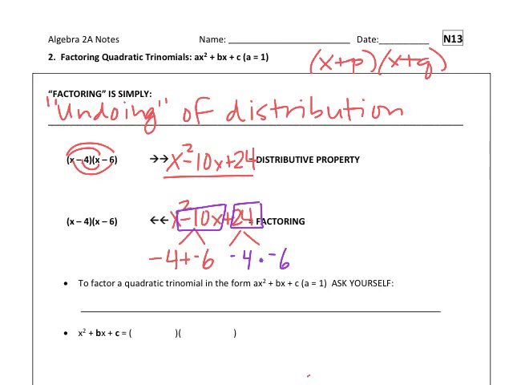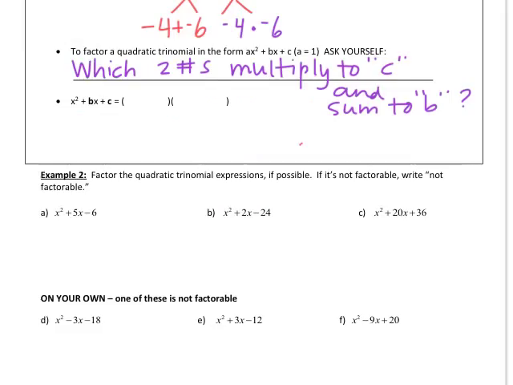And really that's all you're doing, is you're trying to find two numbers that multiply to C and add to B, or sum to B. So the next thing here in your notes says, to factor a quadratic trinomial, ask yourself which two numbers multiply to C and sum to B.